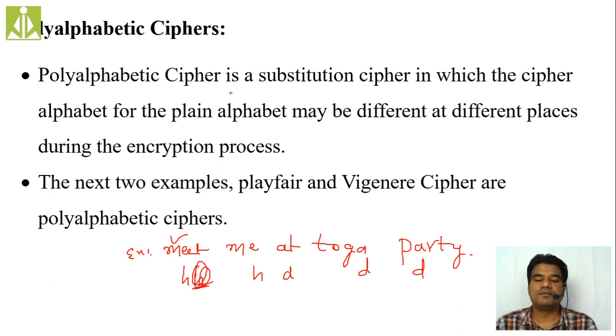So a polyalphabetic cipher is a substitution cipher in which the cipher alphabet for the plain text alphabet may be different at different places during the encryption process. We have some examples of such polyalphabetic ciphers. One is the Playfair cipher, another is the Vigenere cipher, and we also have the one-time pad cipher. All these are examples of polyalphabetic ciphers, and we will discuss only Playfair. I request you to do homework on Vigenere as well as one-time pad ciphers to get the idea of how these ciphers work.